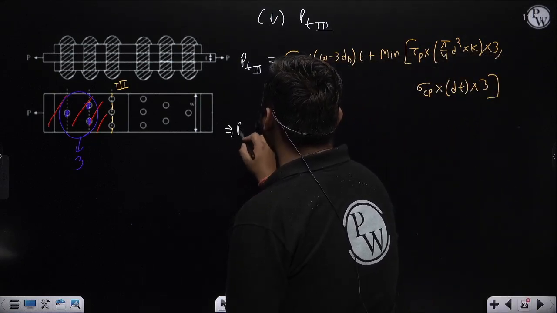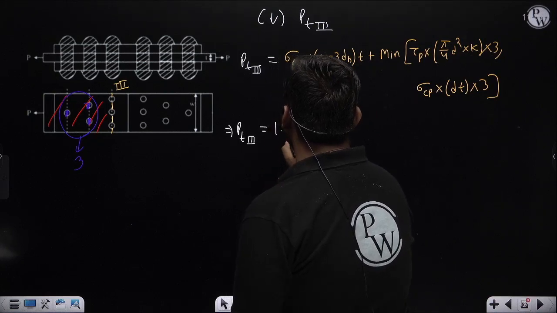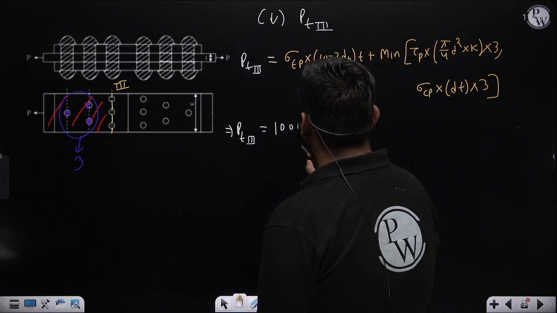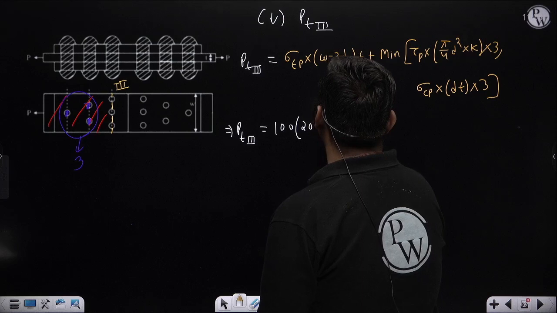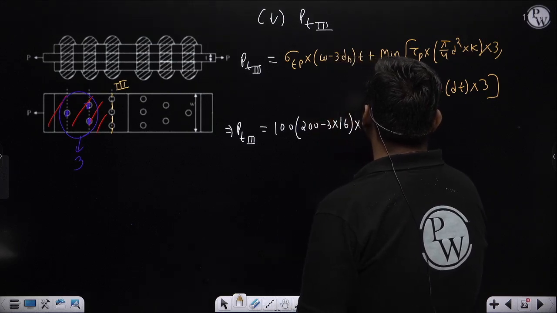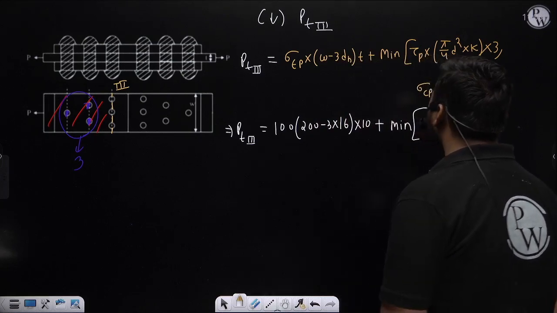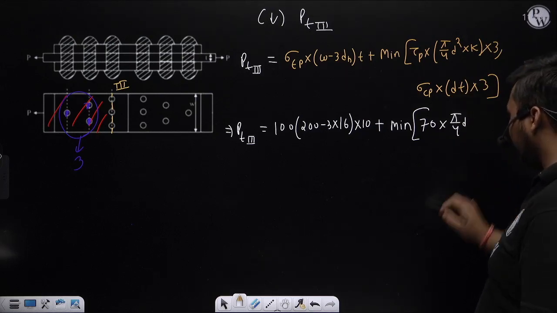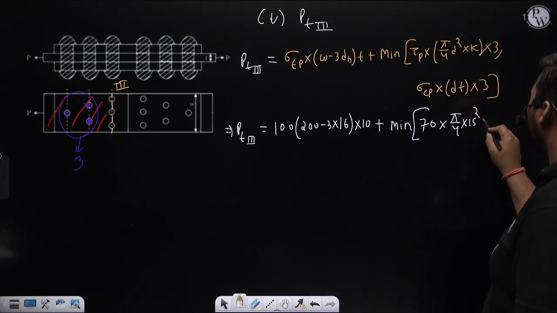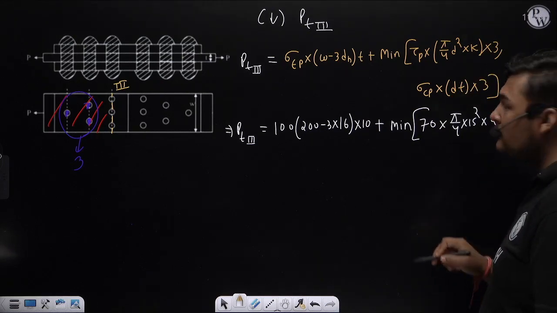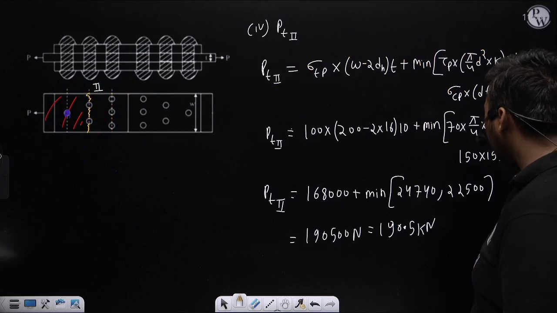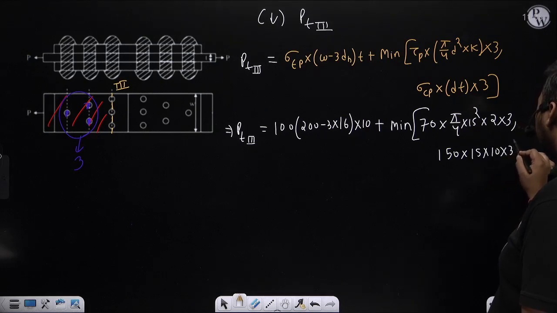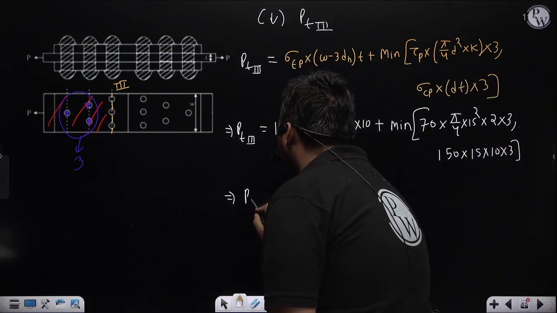So it will come PT3. Sigma tp is 100 megapascal, you can check. W is 200 minus 3 dh, which is 16, into t which is 10, plus minimum of tau p, which is 70 megapascal, you can check, into pi by 4 d square, and d is 50, into k. Since it is subjected to double shear, k is 2 into 3, comma sigma cp is 150 into d is 15, t is 10 into 3. Okay, so we'll get the value of PT3.